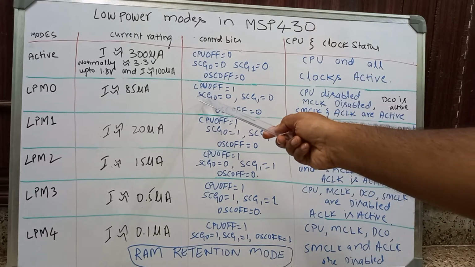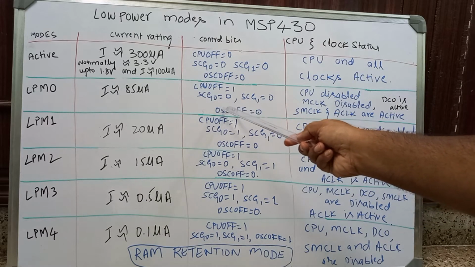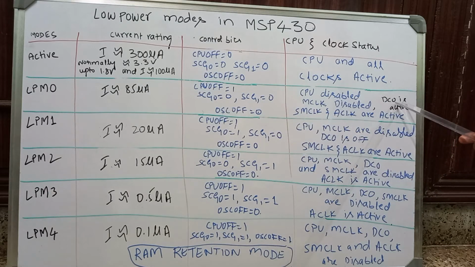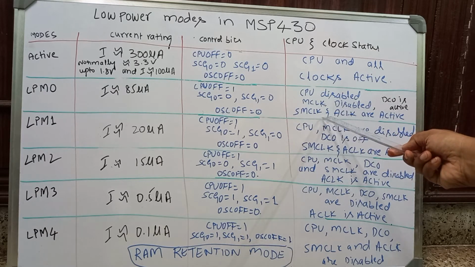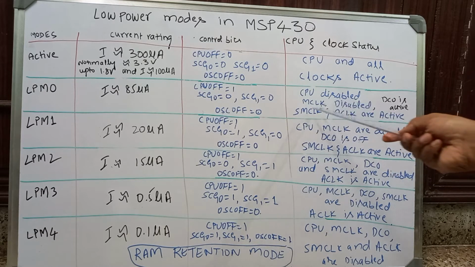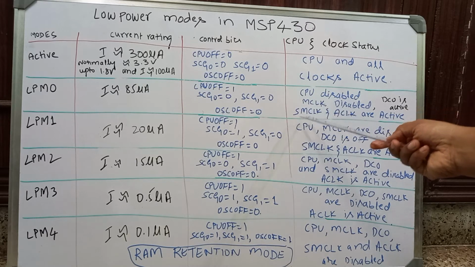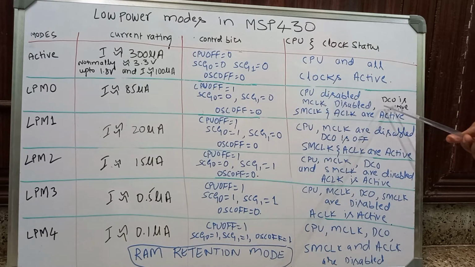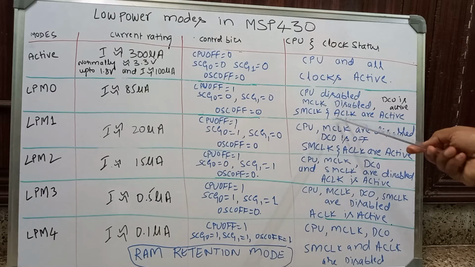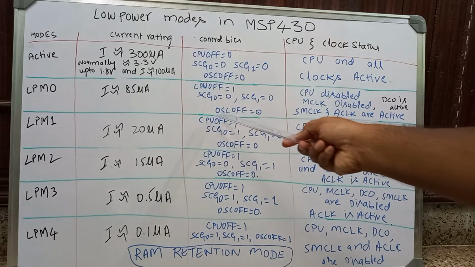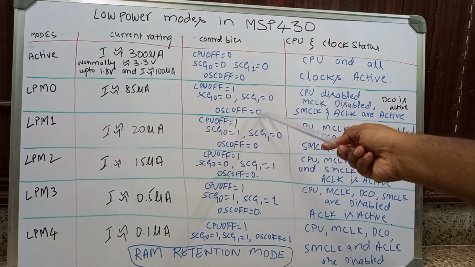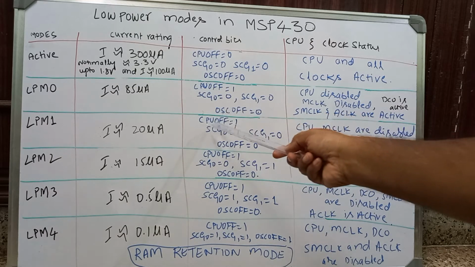Here SCG0 is 0. That means the digitally controlled oscillator is active, though it is not supporting the master clock, but it supports the submaster clock. DCO active, but master clock is disabled. Subsystem master clock will utilize the DCO now. The auxiliary clock is active because oscillator off is made 0, so the oscillator will be functioning.